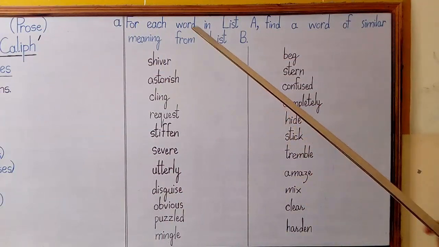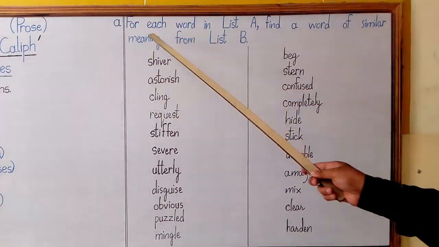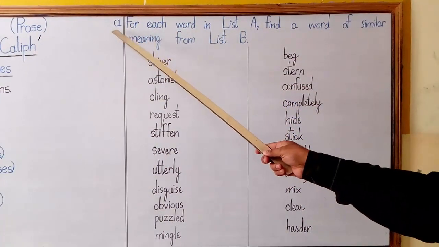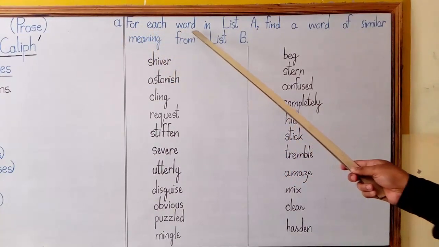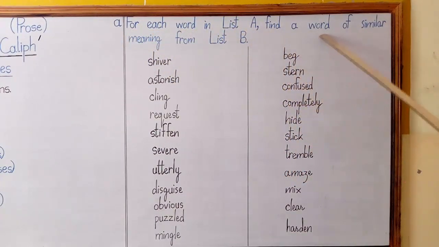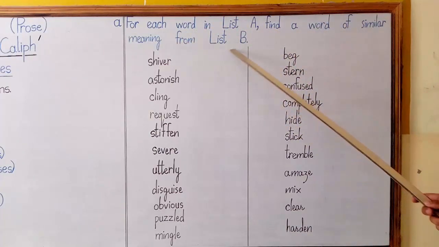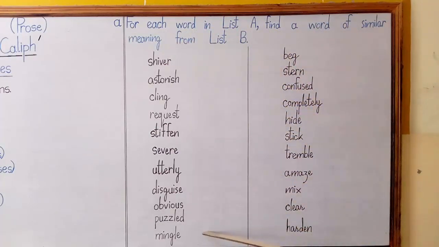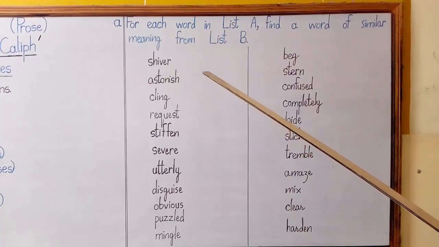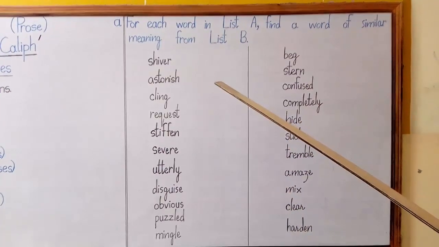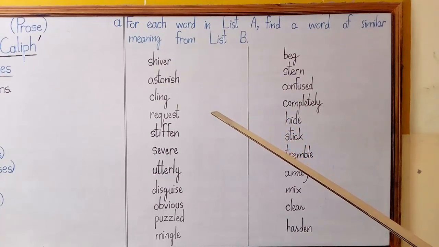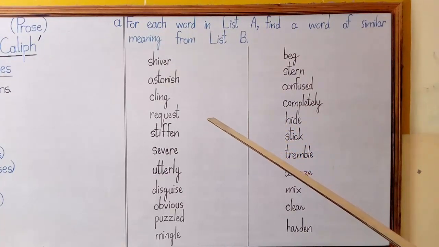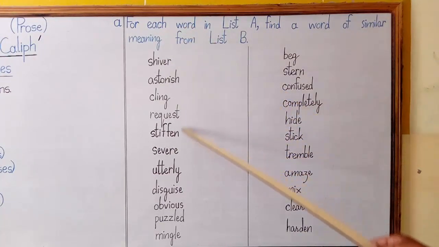This is the first sub-exercise of main exercise B of keywords, A. It says, for each word in list A, find a word of similar meaning from list B. This is list A given to you and this is list B given to you. What you have to do, you have to find a synonym. Synonym means same meaning word. A word with the same meaning is called synonym. You have to find synonyms of all the words in this list.